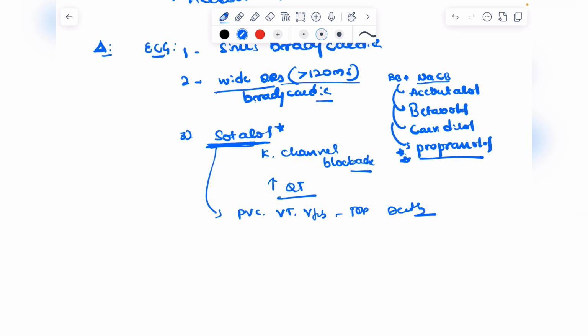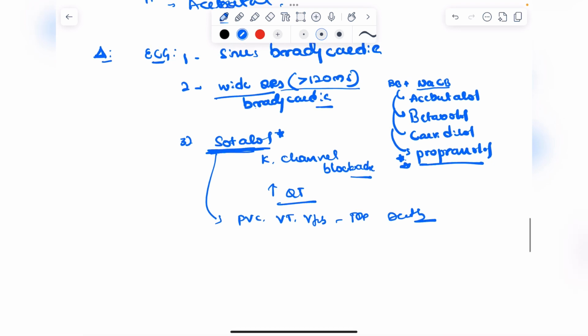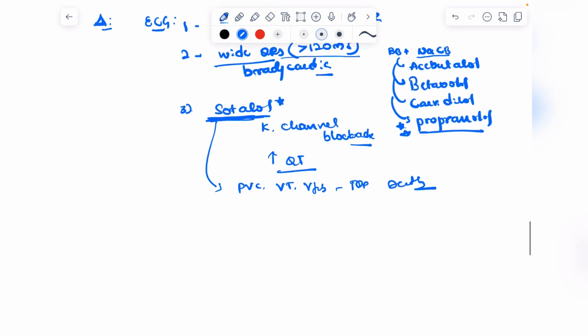So you better know this. One point, you remember this point. This is a special point about sotalol, so it is worth repeating. Sotalol: potassium channel blockade, prolonged QT, possible ventricular arrhythmias and death.